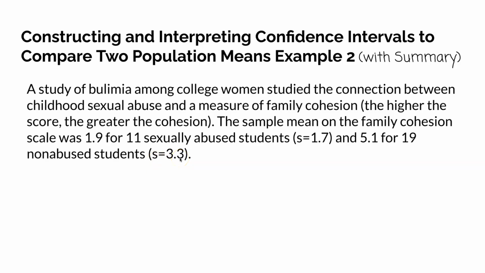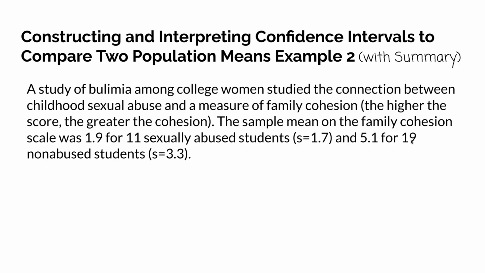Before we go on, I just want to talk about these numbers, right? Can you see how the family cohesion score was much higher, 5.1 compared to 1.9? It was much higher for the non-abused students, right? Sexually abused students had a lower score on the family cohesion scale. And talking about the difference in sample size, they were able to include 11 sexually abused students in this study, while they had a little bigger number, 19 non-abused students. So the sample size is different, but as you can see, we're working with independent samples.